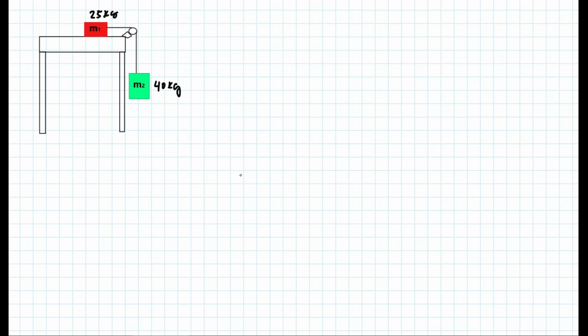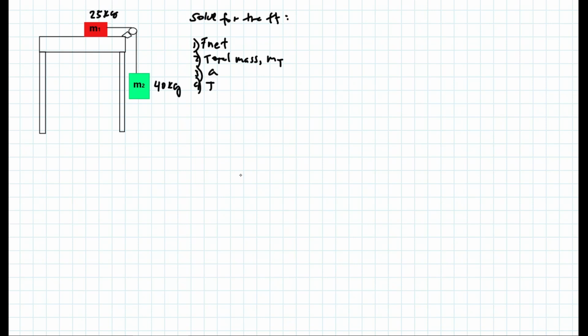And we are asked to find the following. You need to solve for the following. Number 1 is the F net, the total forces involved in the system. Number 2, the total mass, MT. Number 3, the acceleration of the system. Number 4, the tension present in the string of the system.